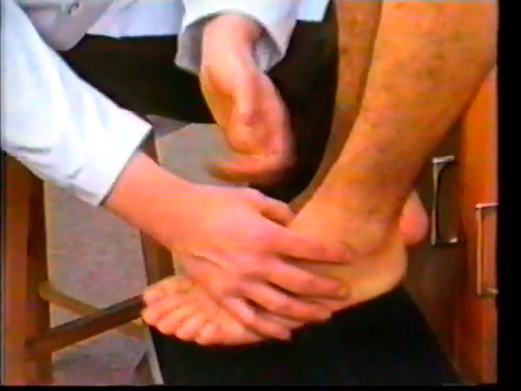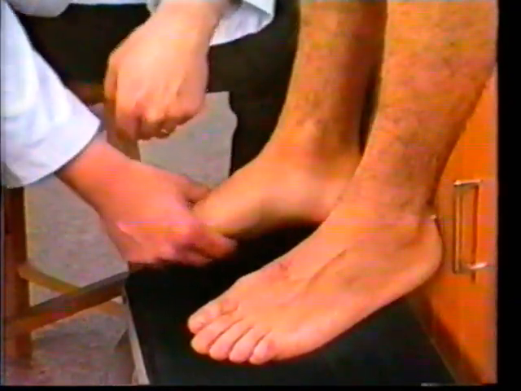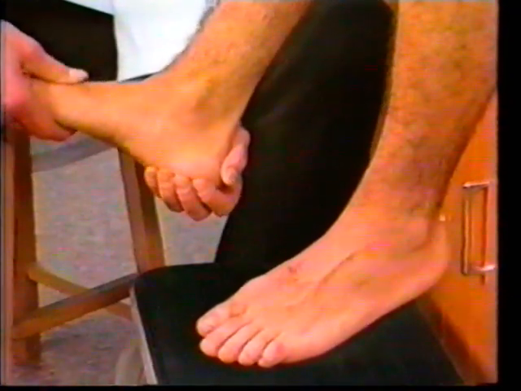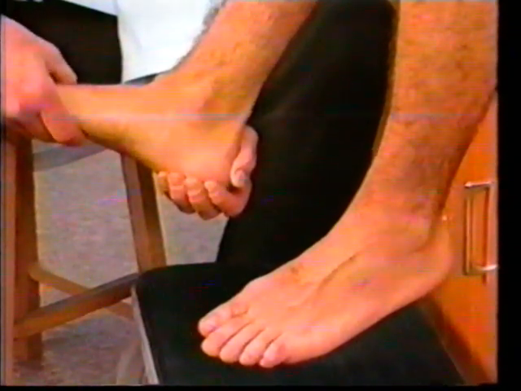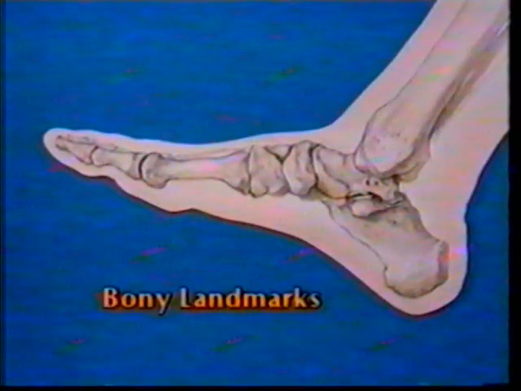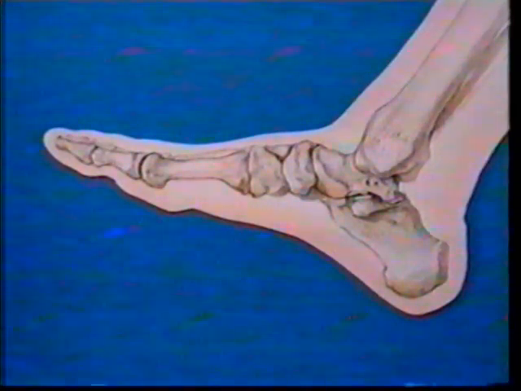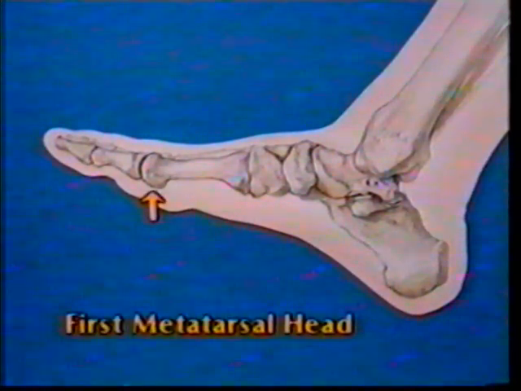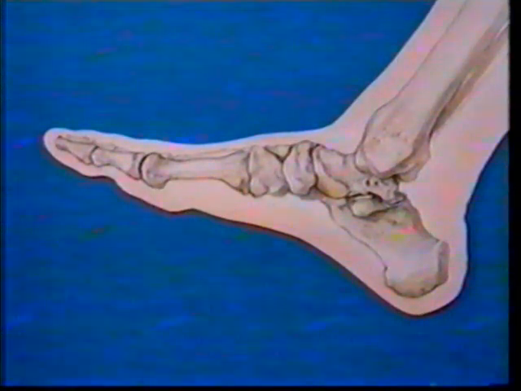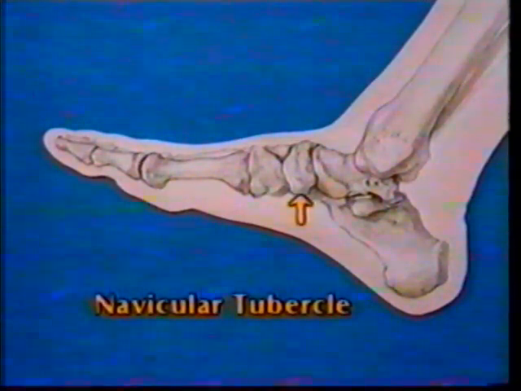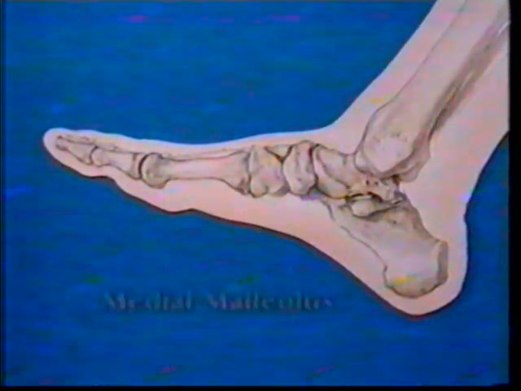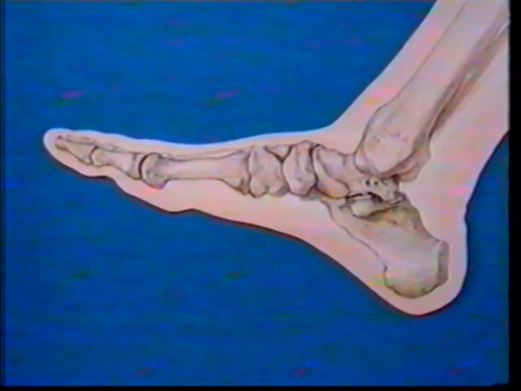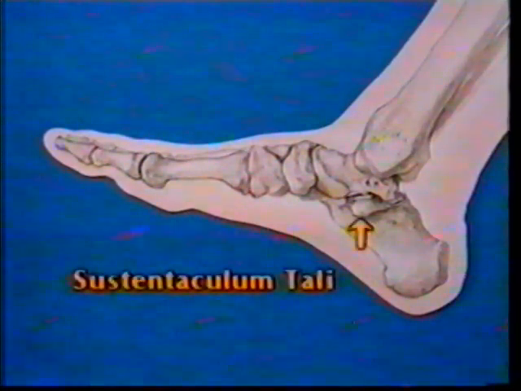As well, the examiner must be cognizant of the areas of tenderness or deformity detected both while palpating the bony landmarks and subsequently the soft tissue landmarks. Bony landmarks. The bony landmarks palpable on the medial aspect of the foot include the following: first metatarsal head, navicular tubercle, head of the talus, medial malleolus, and sustentaculum tali.